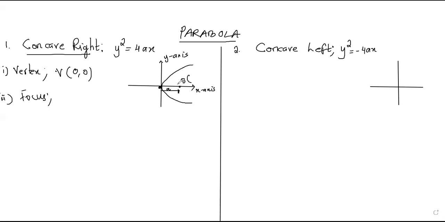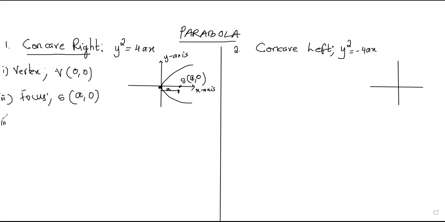I took the distance as a. So focus point becomes a, comma, what will be the y value? 0. If the point is on the x-axis, the y value becomes 0. So the focus point we have here is (a, 0). That one you need to remember.